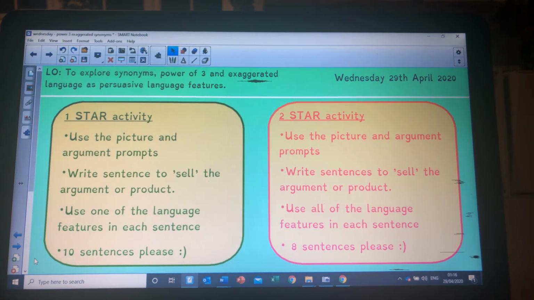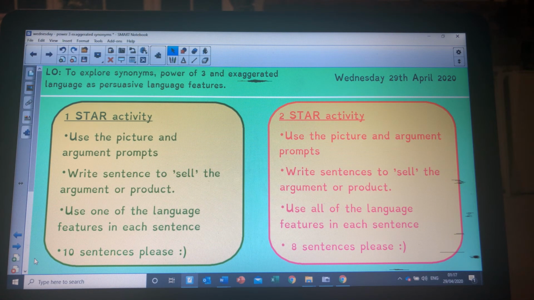So, now that I've shown you how to use those language features, let's see what work we're going to do today. So there's two challenges today. There is a green 1-star activity and a pink 2-star activity. Okay, so you're free to choose which one you want to do. Please choose the one that you feel most comfortable doing, but giving yourself a bit of a challenge also would be amazing. So the 1-star activity today is you're going to use the picture and argument prompt. So there should be an attachment with some pictures of things like teddy bears, balls, a bottle or things like that, and an argument, a bit like what we used on Tuesday, like arguments for and against.